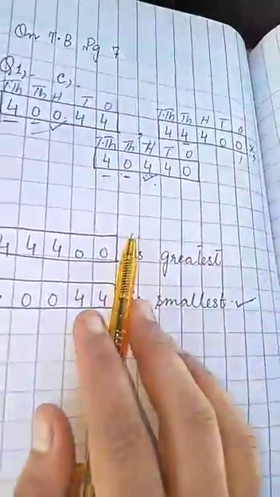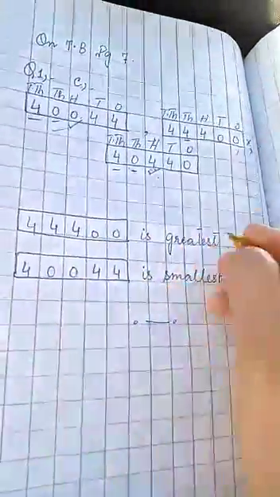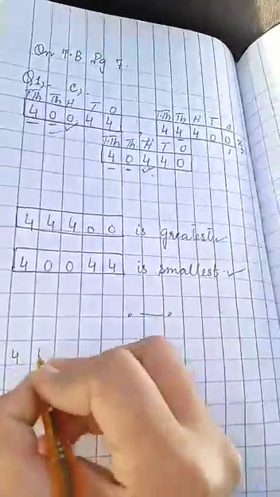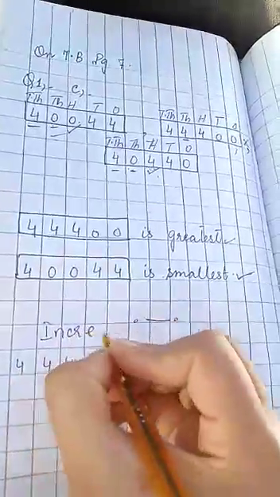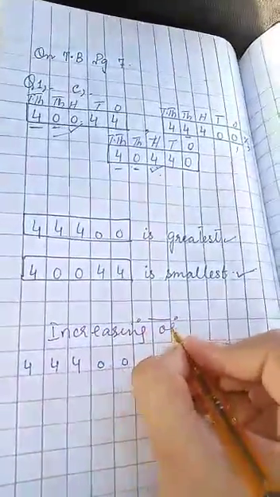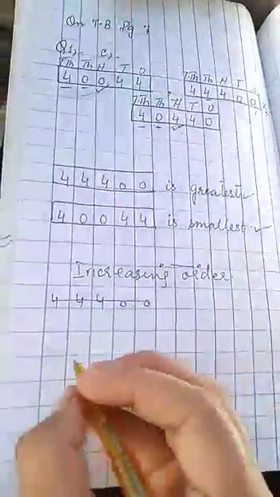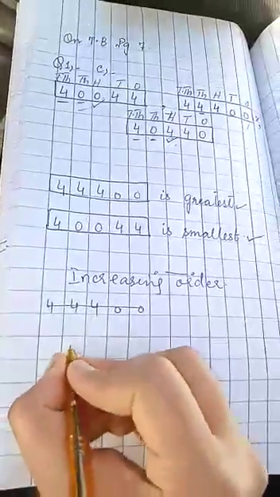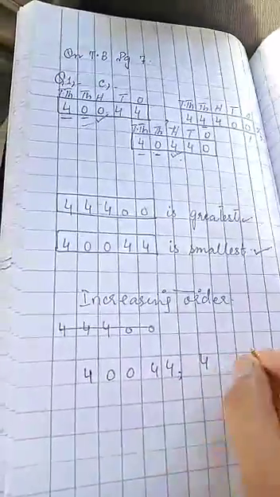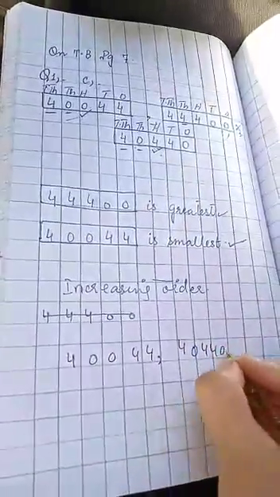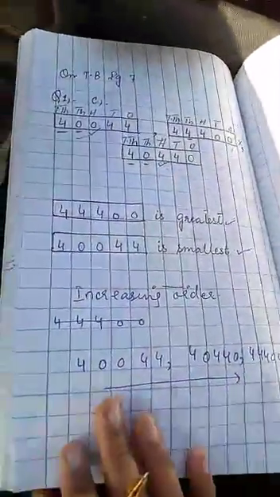If they say to order these three numbers, then we will order them as we know which number is the greatest. Now we are going to write in increasing order. Increasing order means smallest to greatest. So 40044 is the smallest. Then we have the number 40440. Then we have the number 44400. Now this is the increasing order.